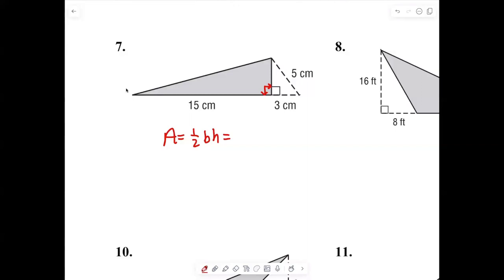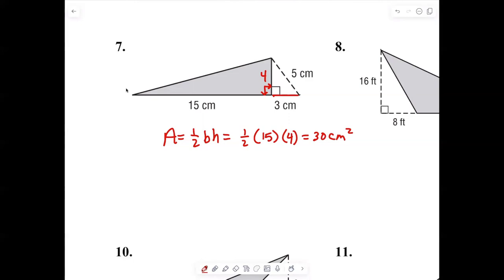So what's the base and what's the height? The base is 18. Nope, definitely not 18. Now you're making a good mistake, whoever said 18. This right here is just an extension. That's not part of the shaded region. You with me on this? Now, what's the height going to be? 4. All right, the height is definitely 4. So half of 15 times 4 is 30. Do we agree? Centimeters squared.